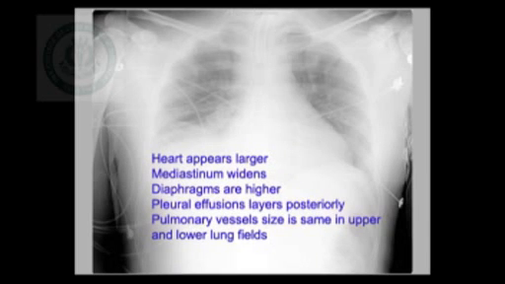Now, as I told you, the heart appears larger in the AP view, the mediastinum is widened, the diaphragms are higher, and the pleural effusion layers posteriorly, so you may not see the earlier pleural effusions. The pulmonary vessels, which are normally prominent in the lower zones, appear of more equal width and are equally distributed to the upper and lower lobes because the act of gravity is not there.